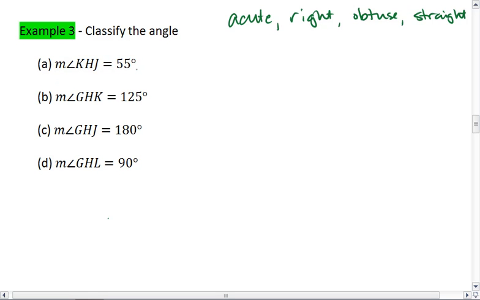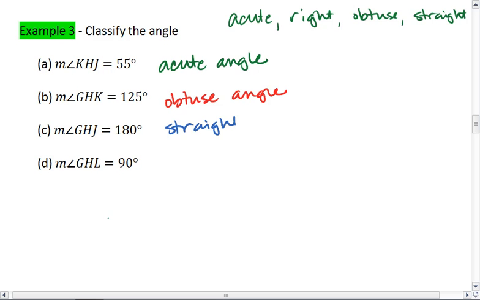Okay, for part A, since 55 is less than 90, this is an acute angle. For part B, 125 is greater than 90 but less than 180, so this is an obtuse angle. For part C, our angle is exactly 180, that creates a straight angle. And lastly, for part D, we have 90 degrees, which is a right angle.